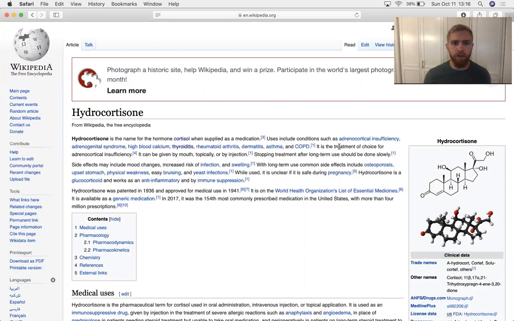We can use steroids, glucocorticoids, to treat thyroiditis. That means you've got too much free thyroid hormone in the blood, leading to a hypermetabolic state, and hydrocortisone will kind of cool that down. We can treat rheumatoid arthritis with glucocorticoids because of the anti-inflammatory effects. Dermatitis as well, because it's going to stop cells from proliferating. It's going to put your body in a catabolic state.